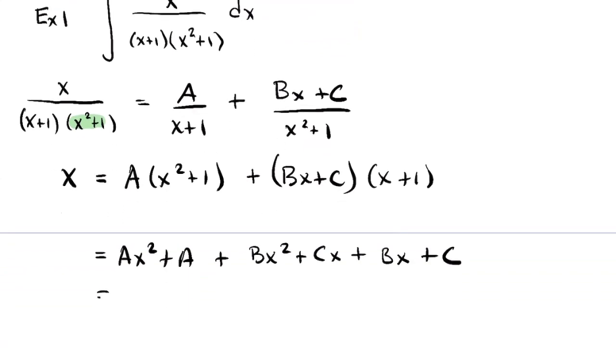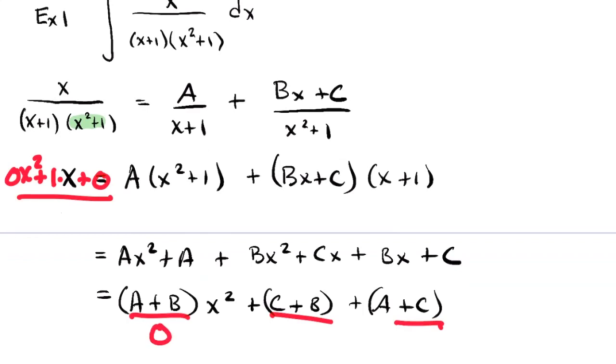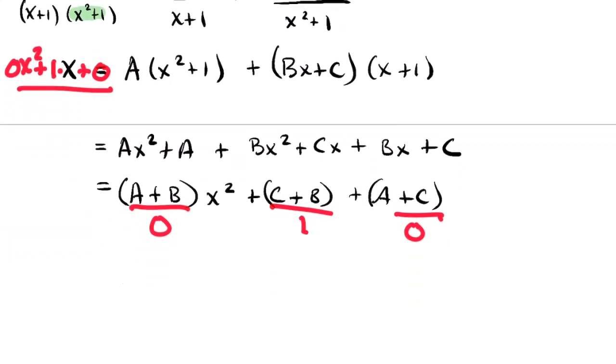And then just gather your coefficients. The coefficient of the x squared term is a plus b. The linear term's coefficient is c plus b. And the constant term is a plus c. All right, and if I compare those over here on my left-hand side, I've got no x squareds plus 1x plus no constants. So I'm just going to compare those coefficients. a plus b has to be 0 because there's no x squareds. c plus b has to be 1. a plus c, excuse me, has to be 0. So I'm just going to write that down.